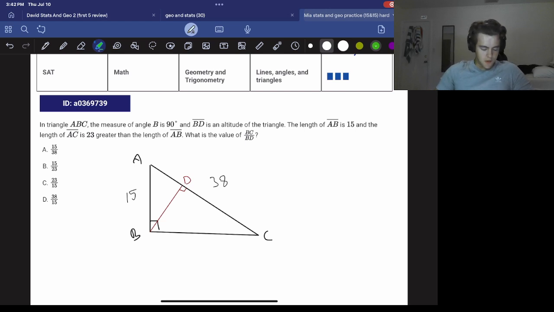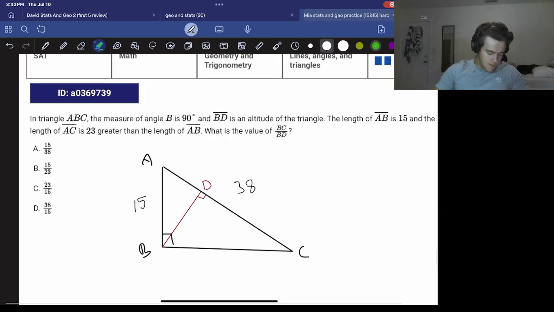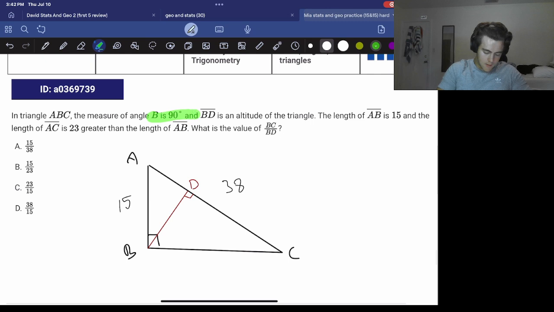Okay, so in this problem we're dealing with geometry and trigonometry, and specifically lines, angles, and triangles. So let's take a look here. In triangle ABC, the measure of angle B is 90, BD is an altitude of the triangle, the length of AB is 15, and the length of AC is 23 greater than AB. What is the value of BC over BD?